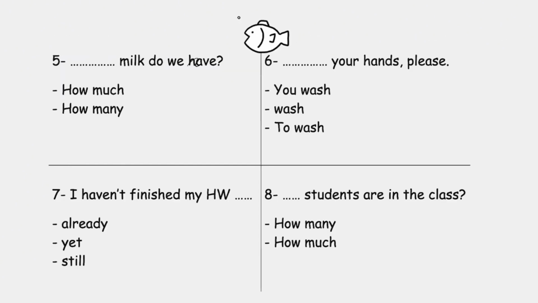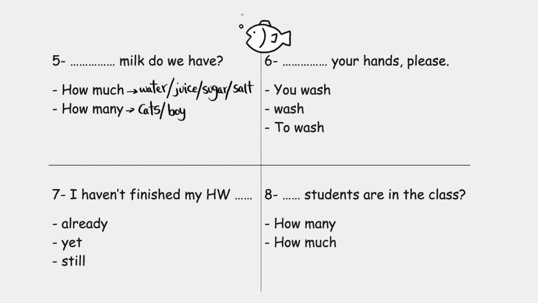Blank milk do we have? How much? How many? We use how much with things we cannot count, like liquids, water, juice, and any powder like sugar, salt. You cannot count sugar and salt, right? We use how many with anything we can count, like cat, cats, boy, boys, pen, pens. In the question here we have milk, which is a liquid, so we cannot count milk. So how much here? How much milk do we have?